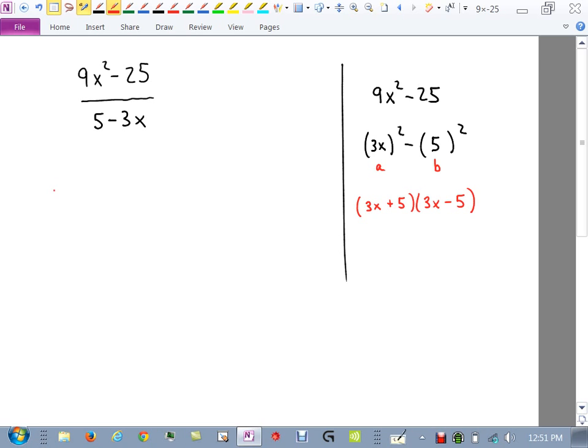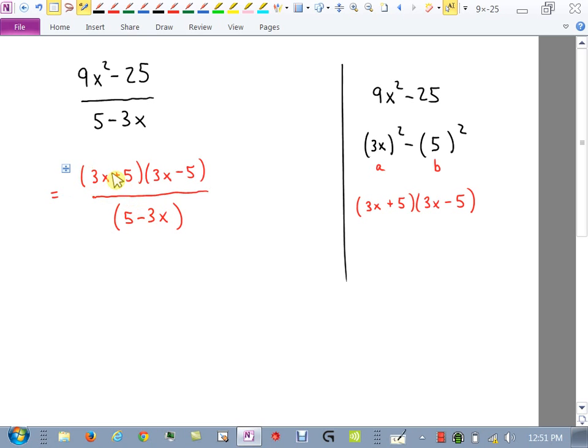How about the denominator? Does it factor? 5 minus 3x? No, right? The 5 minus 3x, there's no GCF. It's not a difference of squares, right? So we don't touch it. On the top, 3x plus 5, 3x minus 5, over 5 minus 3x. And now I'm going to put that in parentheses just again to stress to you that that is an entire factor. It's all by itself down there. And I almost have cancellation here, right?